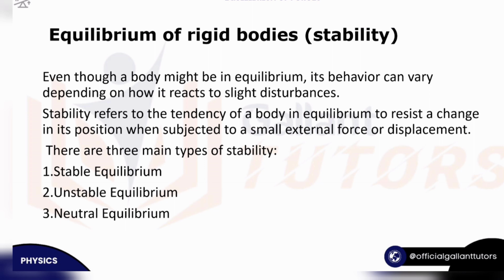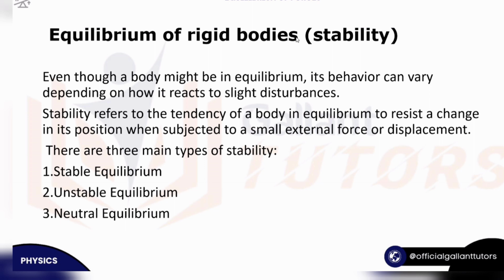So, just like I said here, even though a body might be in equilibrium, its behavior can vary depending on how it reacts to slight disturbance. If you place your phone on your desk and you shift it, most probably it might not break, but there's a certain orientation which your phone might be in that any slight change, any small disturbance will lead it to fall down. We actually shatter the phone.